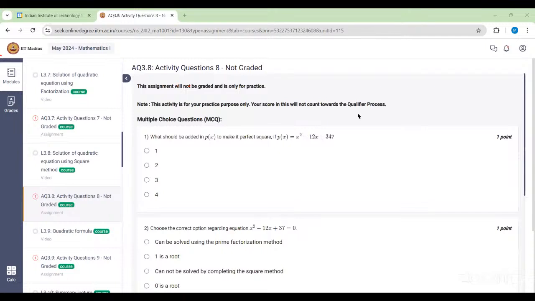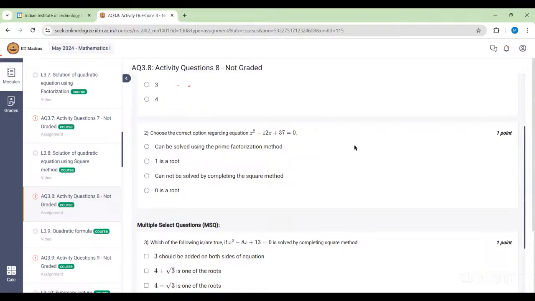Second and third question. Okay. So the second question says: choose the correct option regarding this particular equation. It can be solved using the prime factorization method; 1 is the root; it cannot be solved by the completing the square method; and 0 is the root. Okay. So here, since we know that only one option can be true, if 1 is the root, then 1 should satisfy this equation.